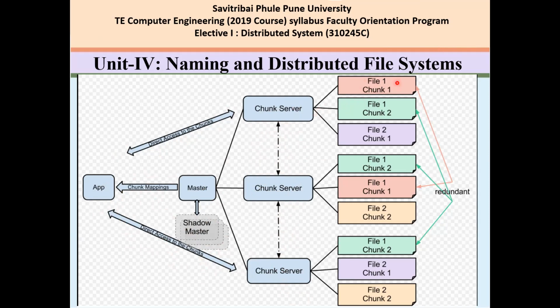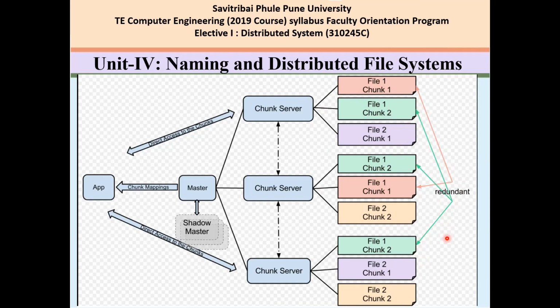server, we have file 1, chunk 1, or file 1, chunk 2, or file 2, chunk 1. So different files with different chunks are working over there. You can just go through the relations or the mappings. Then you can see that these are the redundancy. As these are the colored portions, you can see file 1 chunk 1, file 1 chunk 1. Then you can see the green ones, file 1 chunk 2, file 1 chunk 2, file 1 chunk 2. All these are the redundant or duplicated copies, right?